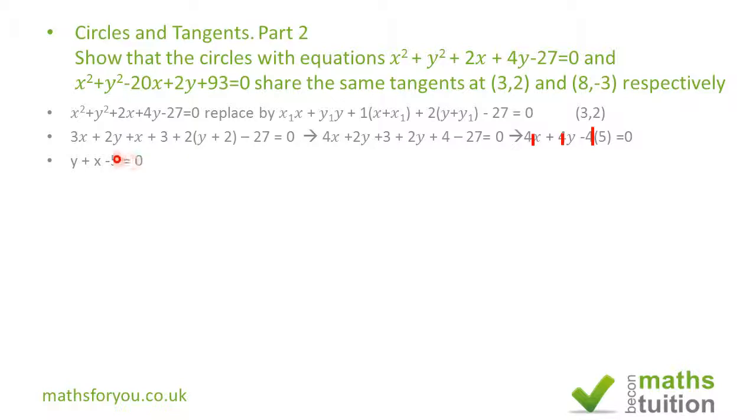Now if we are right, that will be the same equation when we substitute (8, -3) into the second equation. Okay, now as before, we've got x squared plus y squared minus 20x plus 2y plus 93 is equal to 0. And now if we substitute 8 for x sub 1 and then minus 3 for y sub 1, we end up with that there.